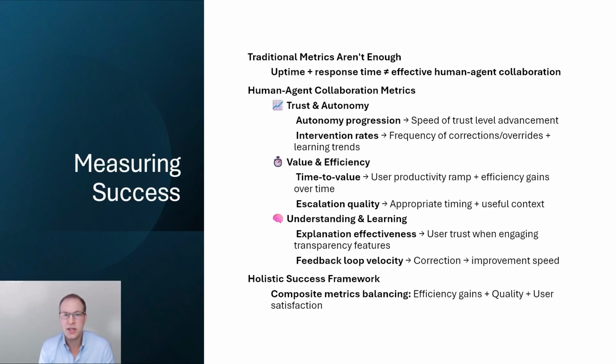Time to value measures how quickly new users become productive with the agent and how much efficiency gain they achieve over time. Escalation quality metrics evaluate whether escalations happen at appropriate times and provide useful context for human intervention.